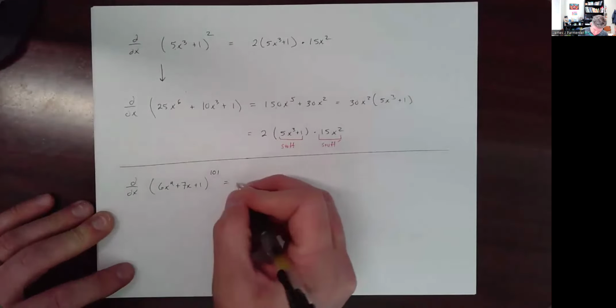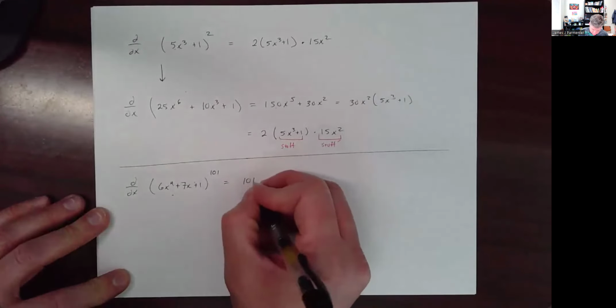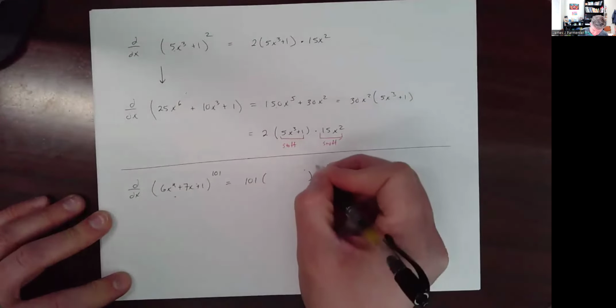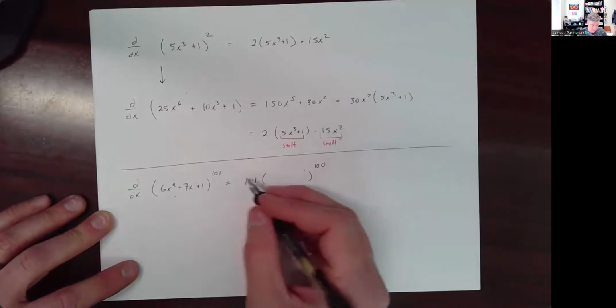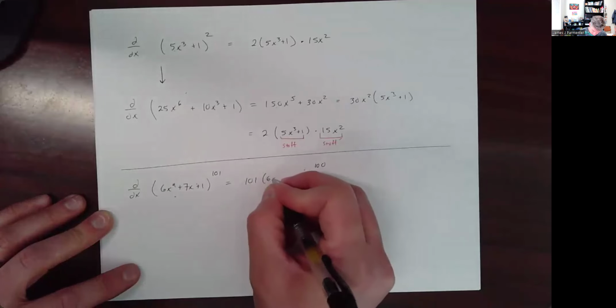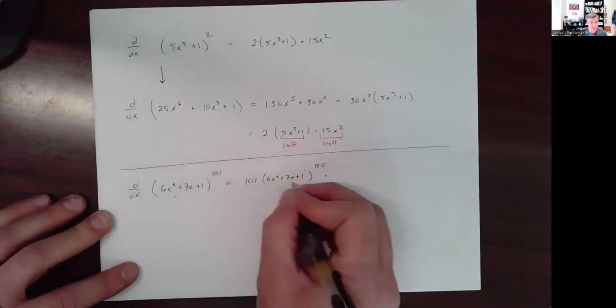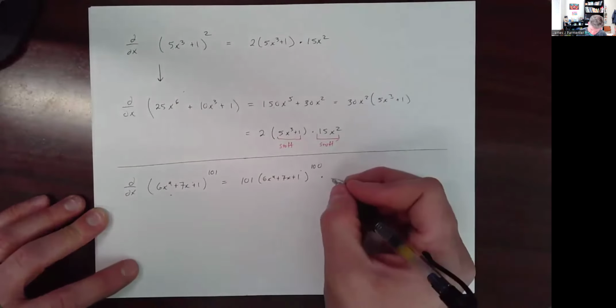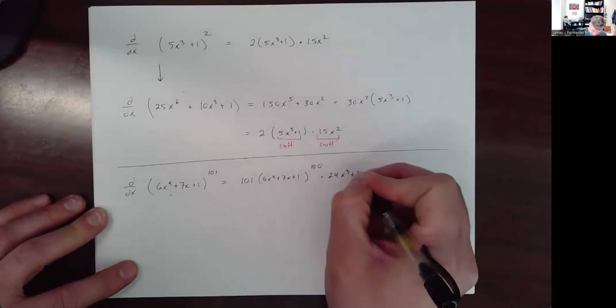The derivative there would be, well, I've got some stuff to the 101st power. My derivative is 101 times that same stuff to the 100th power. 100th power? Yeah, 101 minus 1. And I have to multiply by the derivative of that inside stuff. So it's going to be 24x cubed plus 7.